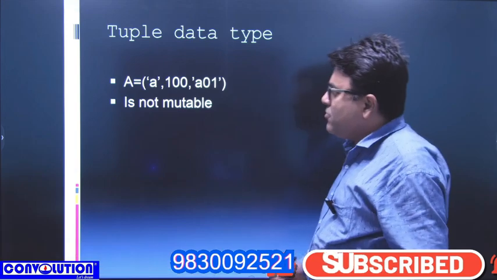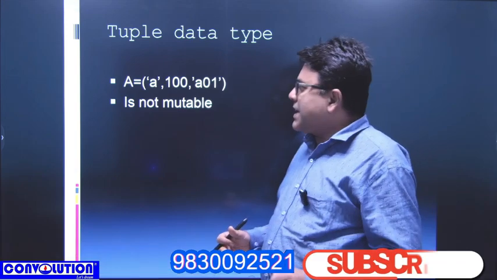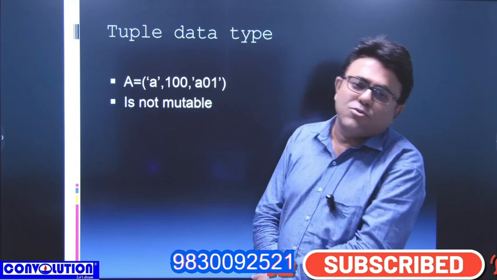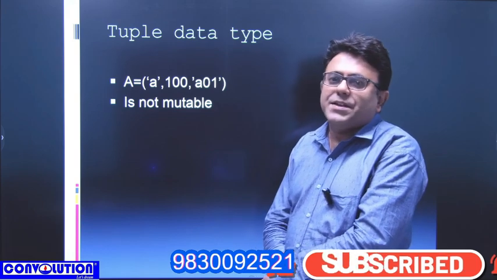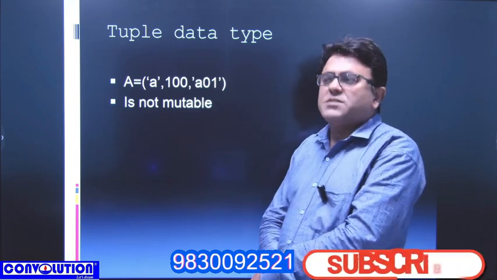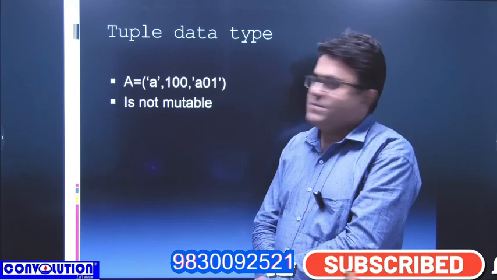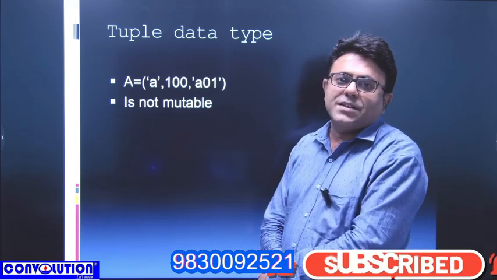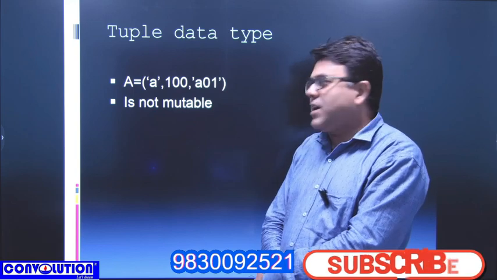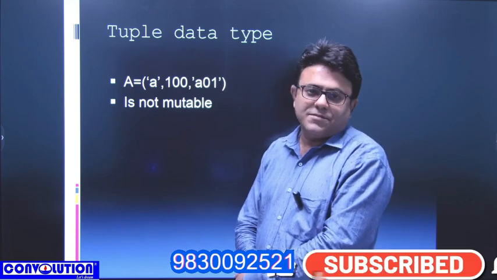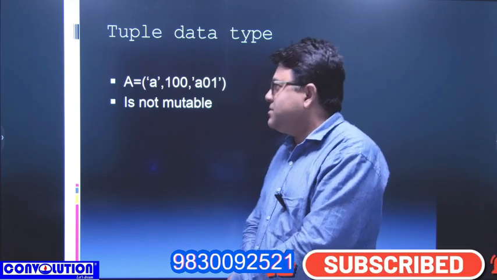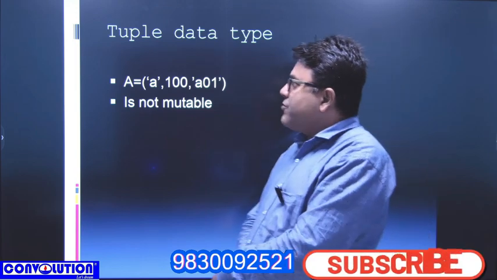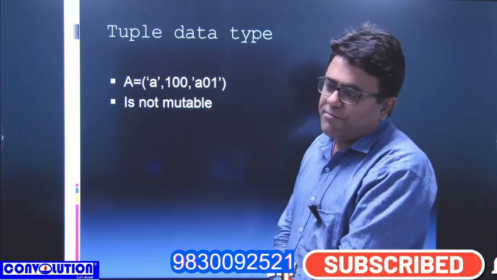So remember one thing, tuple data type is not going to be updated. You cannot add, cannot delete, cannot modify any data because it is an immutable data type. You cannot do any kind of modification. That is why it is immutable. I think you got the significance of this tuple. This is a very important thing which we must know about the tuple data type.